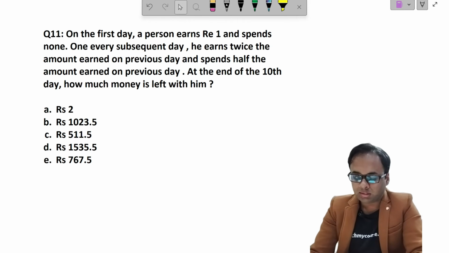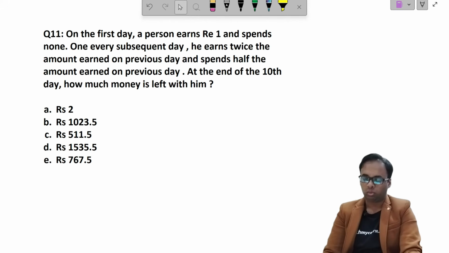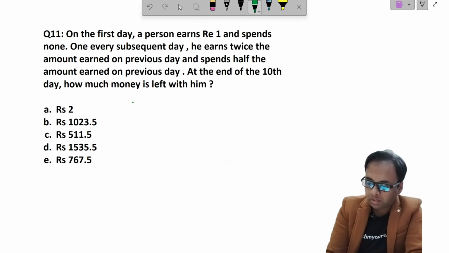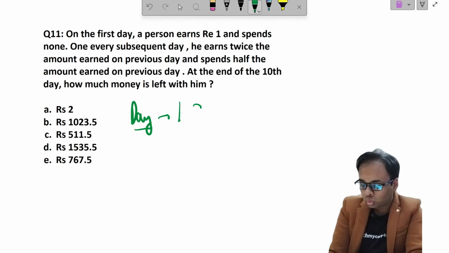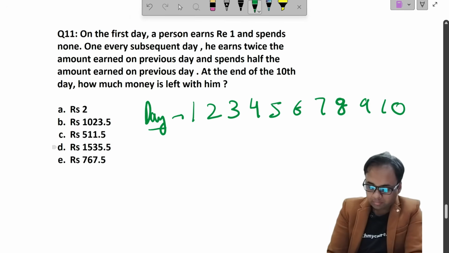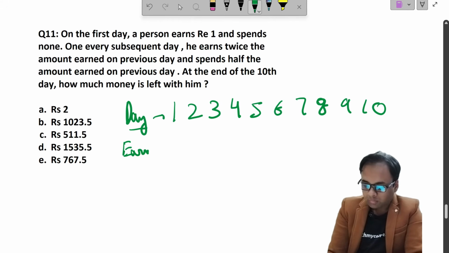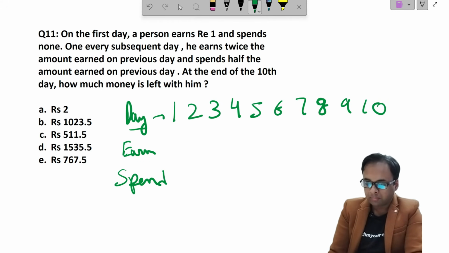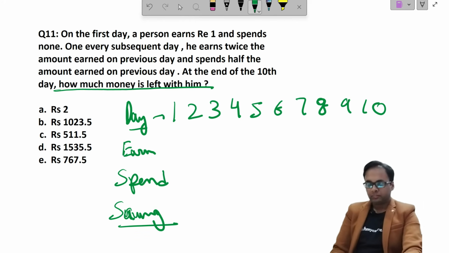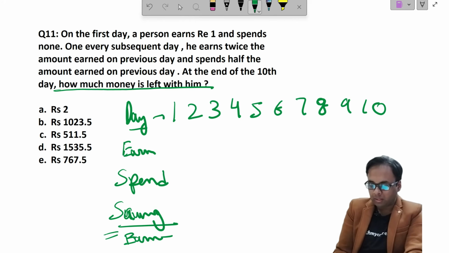So on every subsequent day, he earns twice the amount earned on previous day and spends half the amount earned on previous day. At the end of the 10th day, how much money is left with him? Okay. So let me just mark the number of days here. Day number 1, 2, 3, 4, 5, 6, 7, 8, 9 and 10. Now it is saying about earning and whatever he is spending, and then it is being asked how much money is left with him, like it is asking about the saving. And we know that saving is equal to earning minus spending.